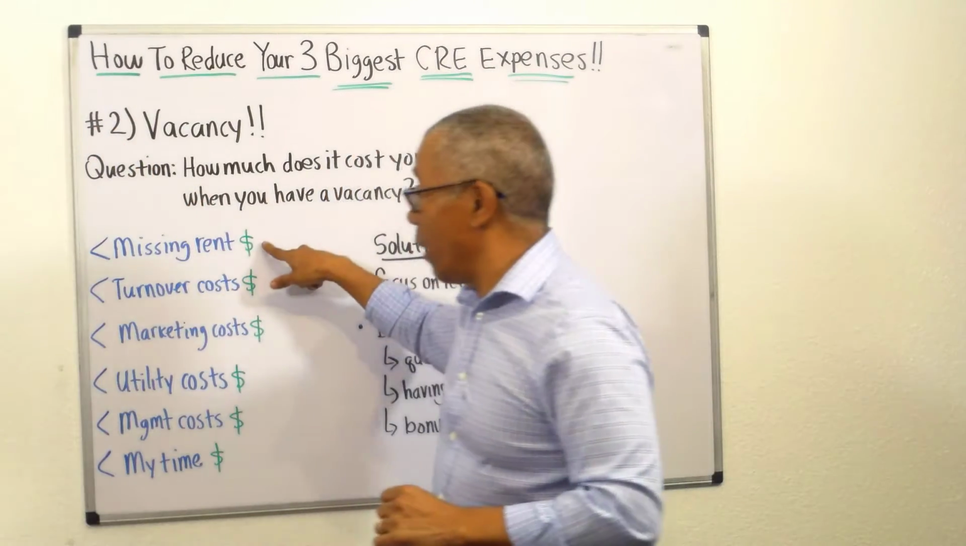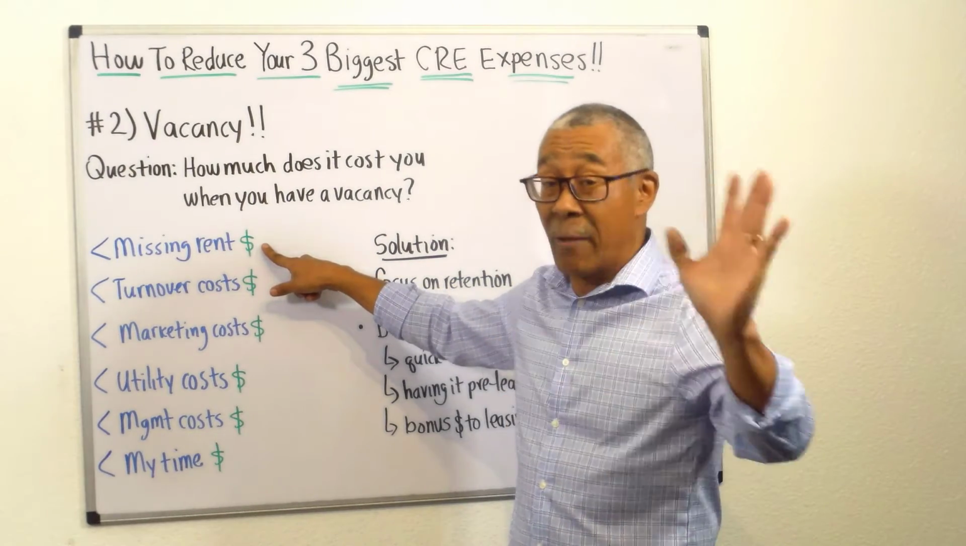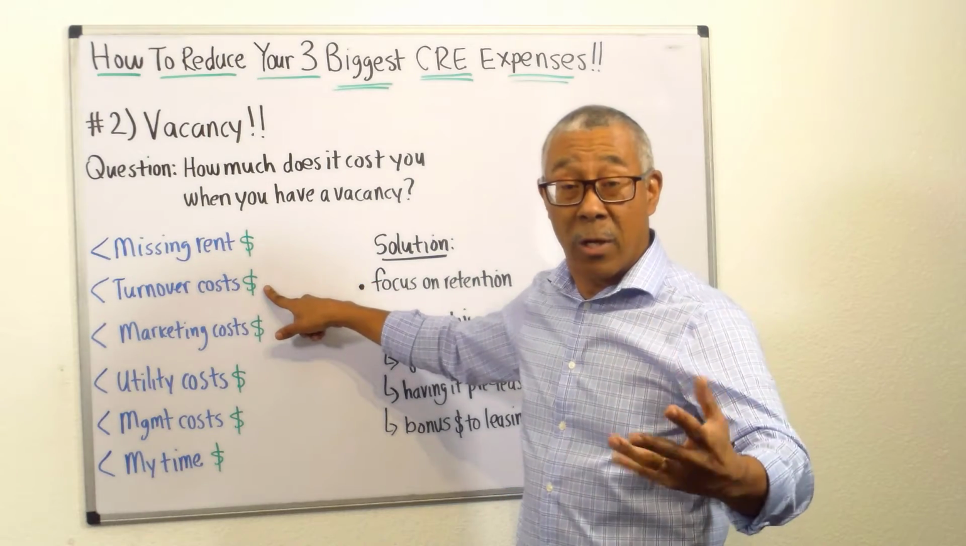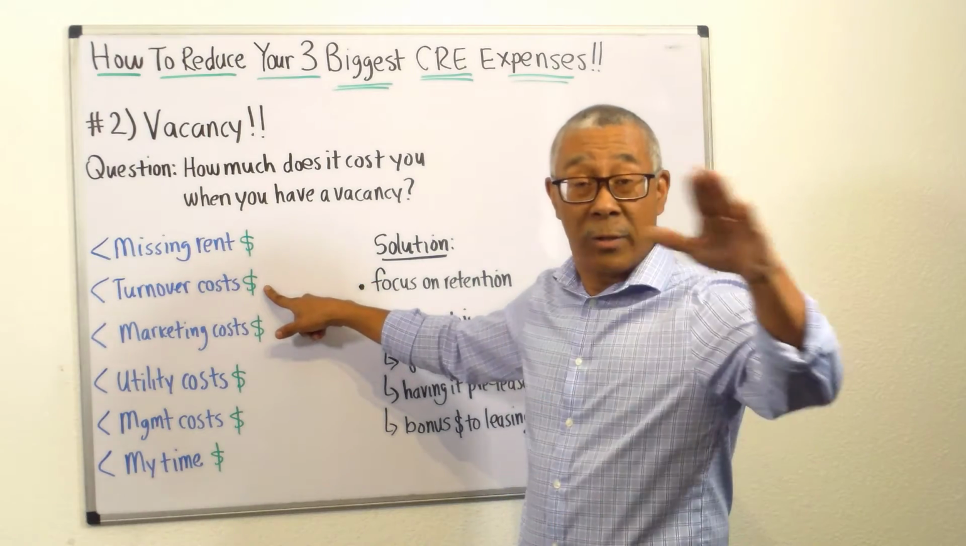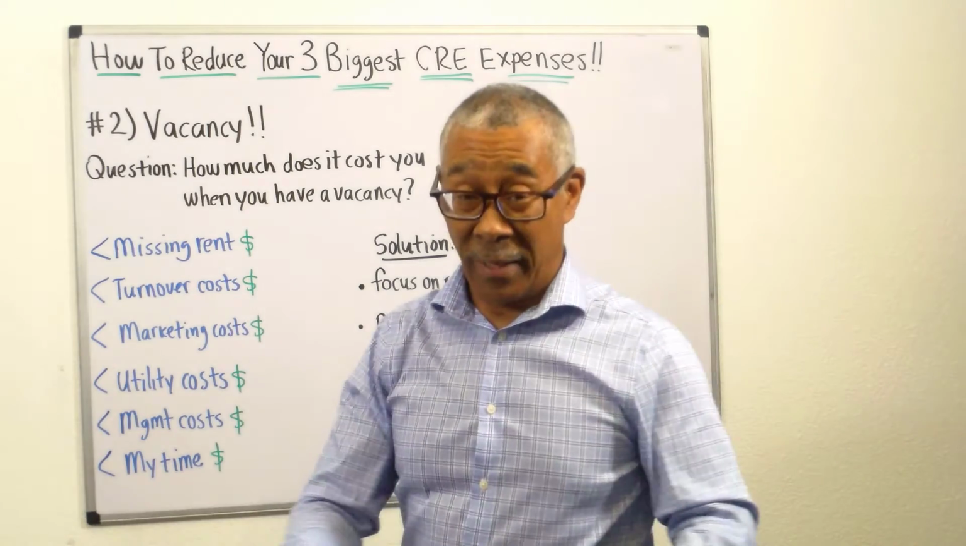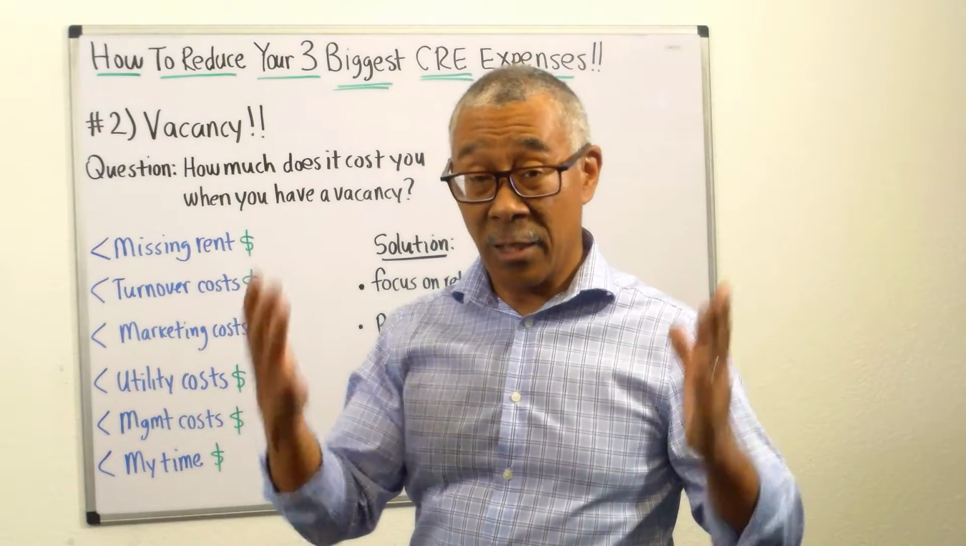Okay, so number 1 is when your property is not occupied, you're missing rent for that month. Whatever that rent is, you don't have it. Number 2, you're going to have to spend money on what we call turnover costs, turning the unit over to get it ready for the next tenant. That cost can vary from $800 to $10,000, depending on the condition of the unit.